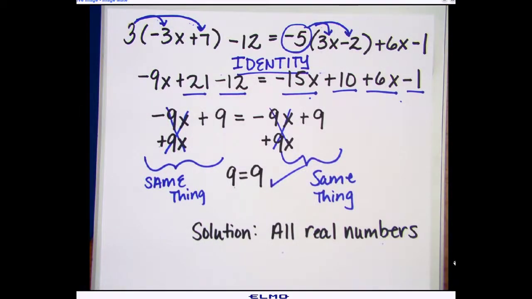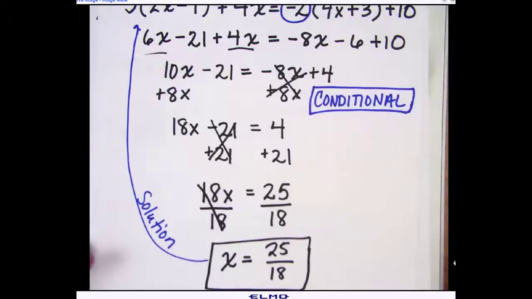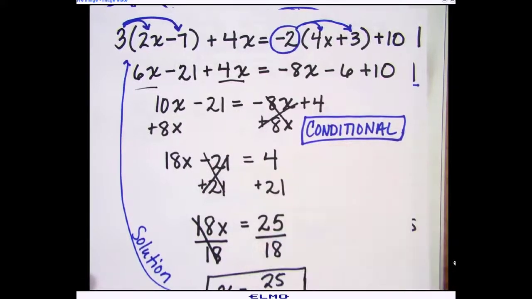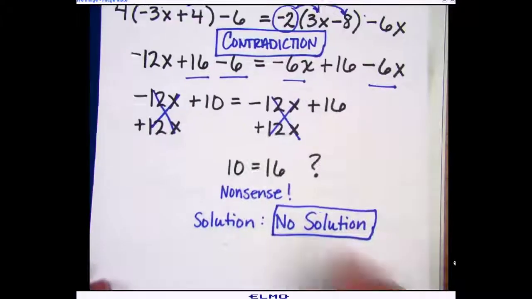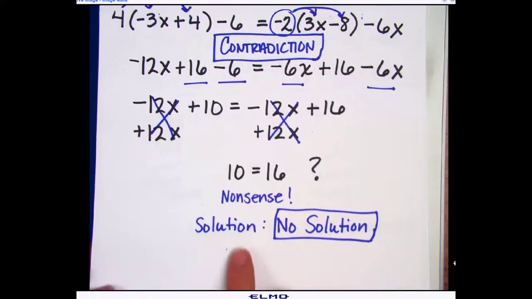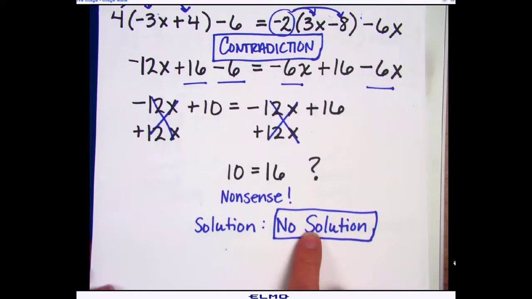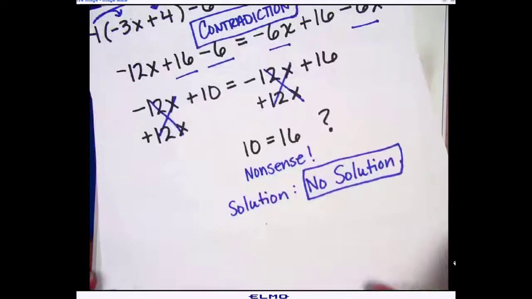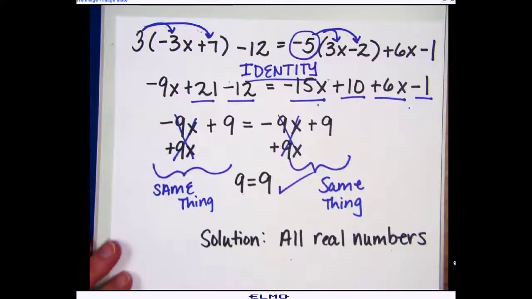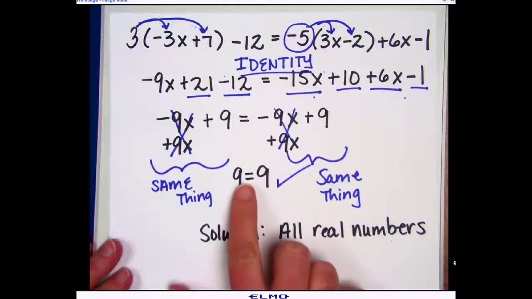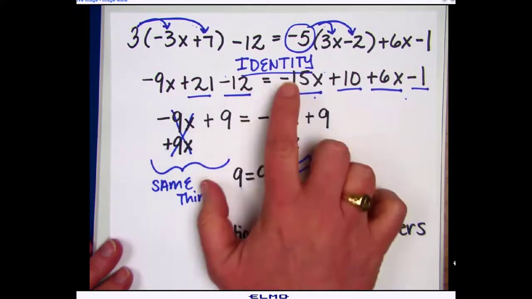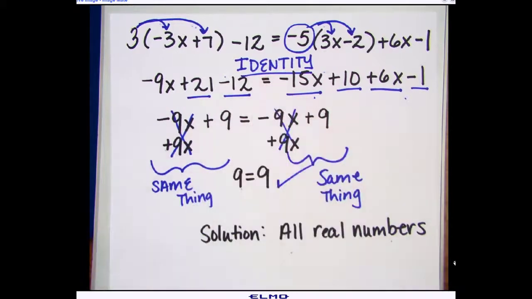So I hope in this video you've realized that when we solve an equation, when we derive a solution, we can classify the equation as conditional. If we end up with nonsense, we state that there is no solution, and we classify the equation as a contradiction. And if we end up with the same thing on each side of the equal sign, our solution is all real numbers, and we classify the equation as an identity.